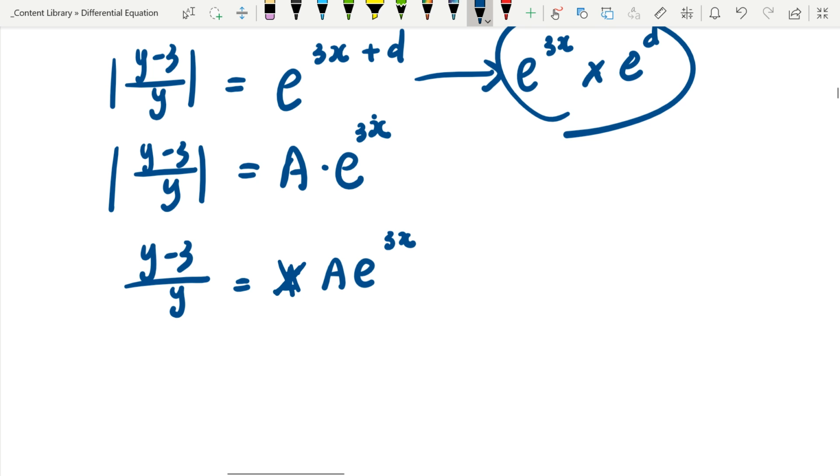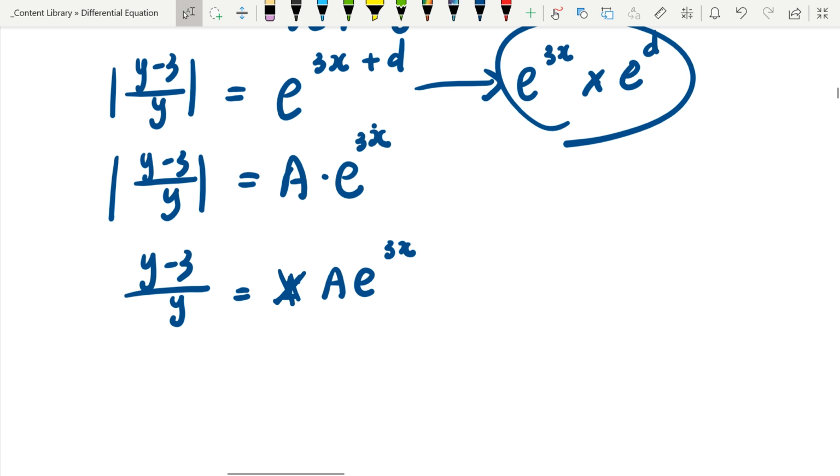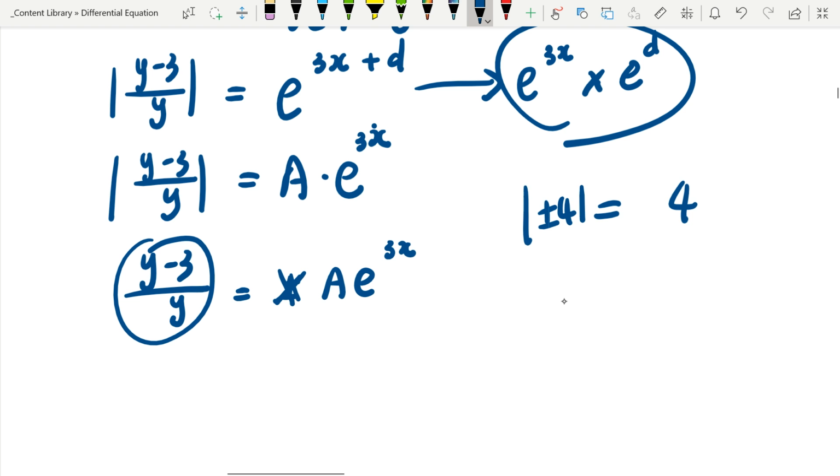But how I can say this thing can be negative is because you put it in a modulus. For example, the right hand side is always, say, 4, but the inside could be plus 4 or minus 4. The left hand side can get negative. So whatever is inside here could be negative 4. Do you understand?